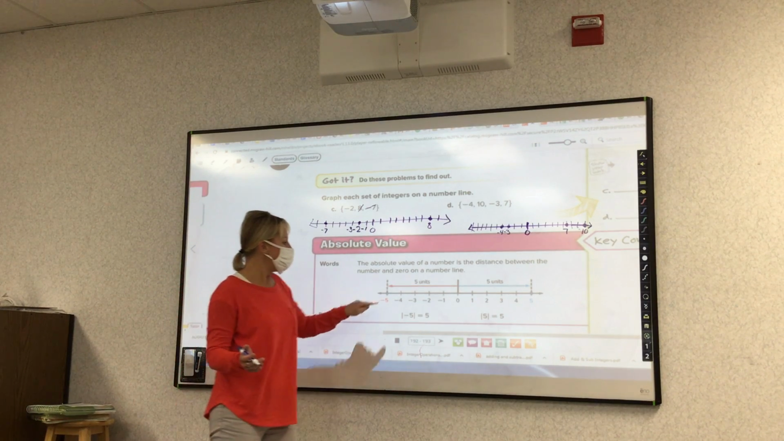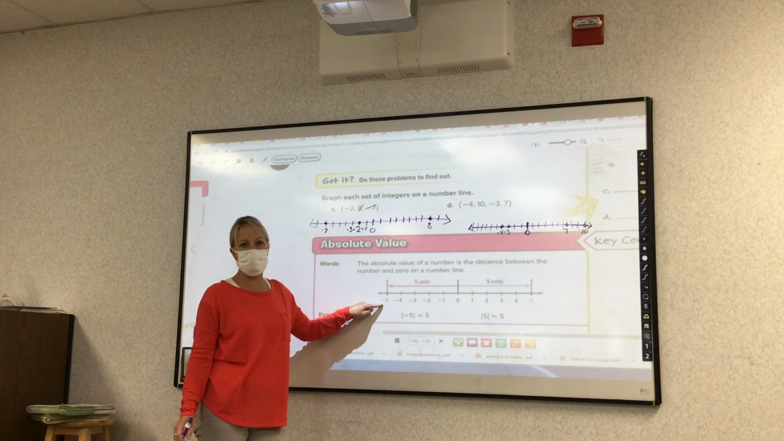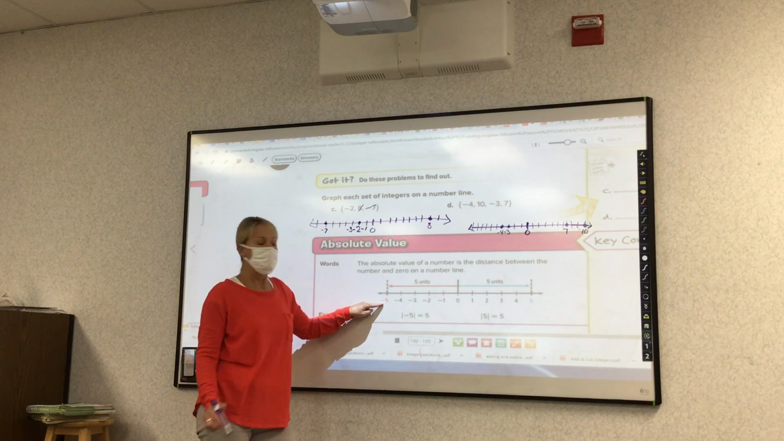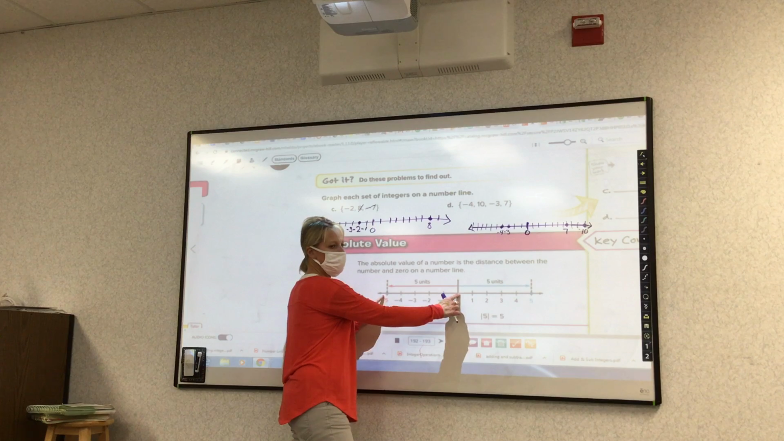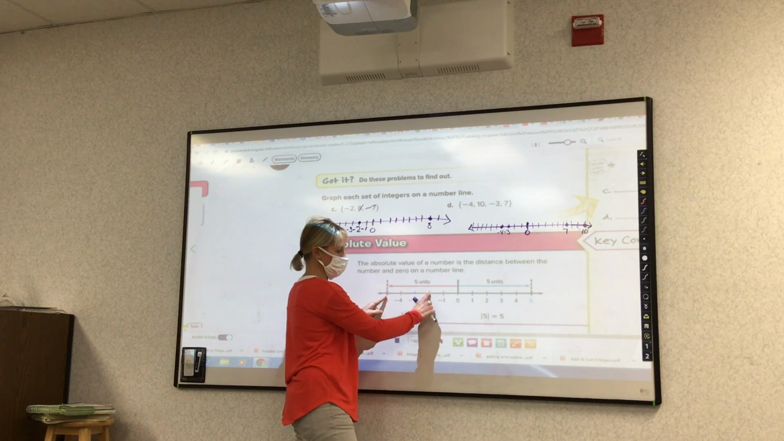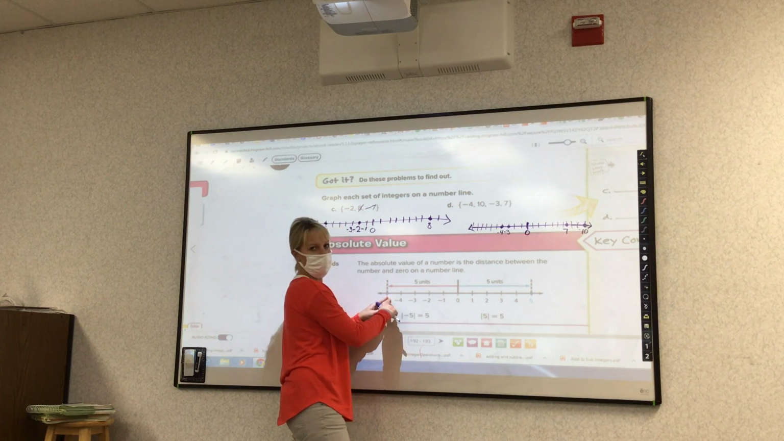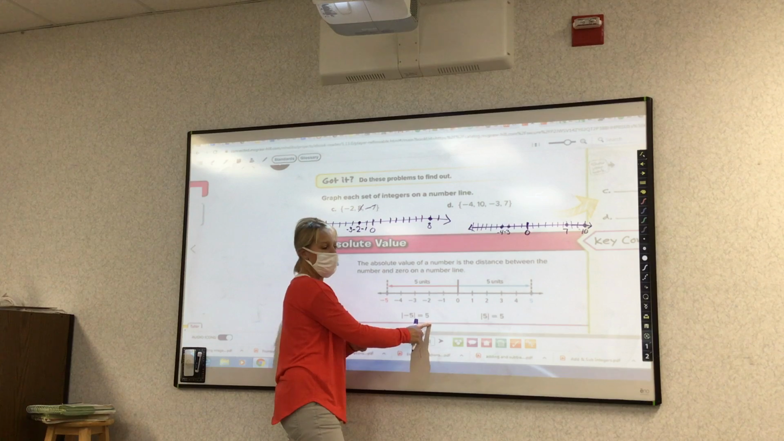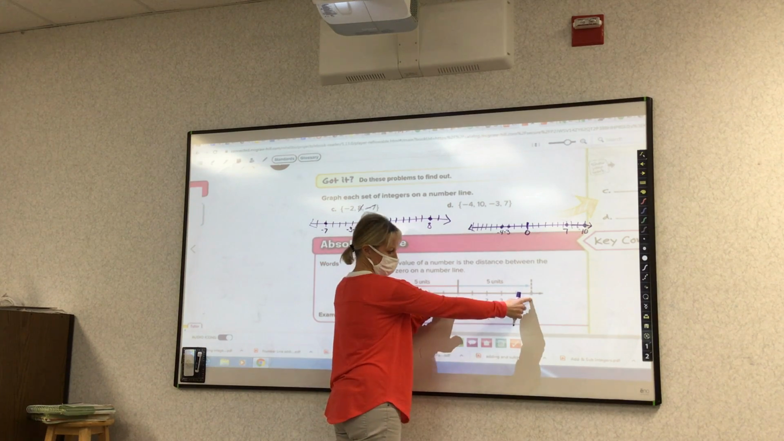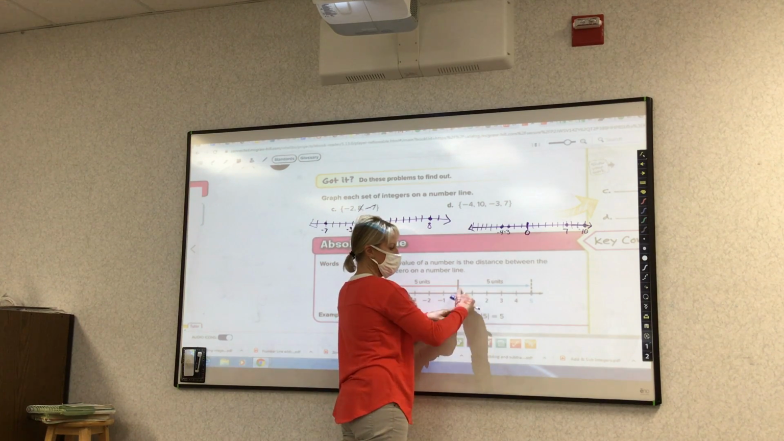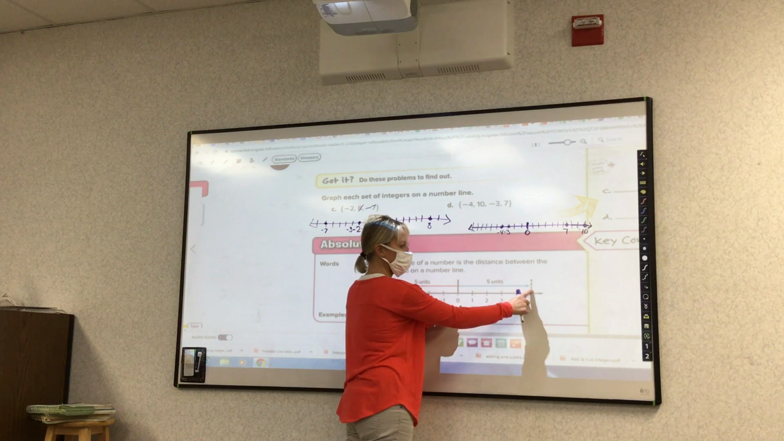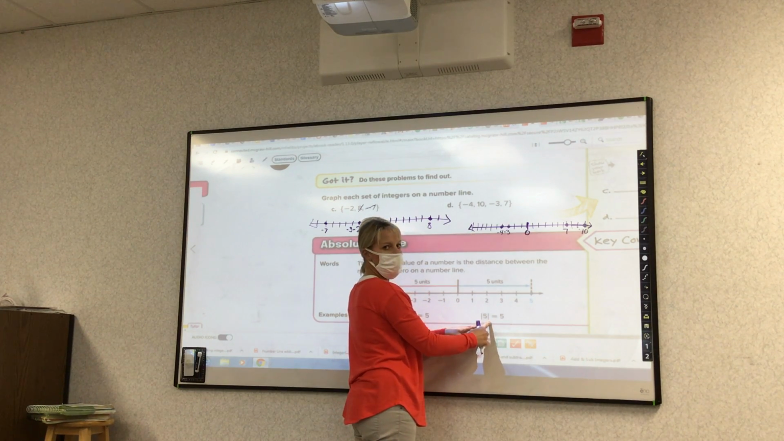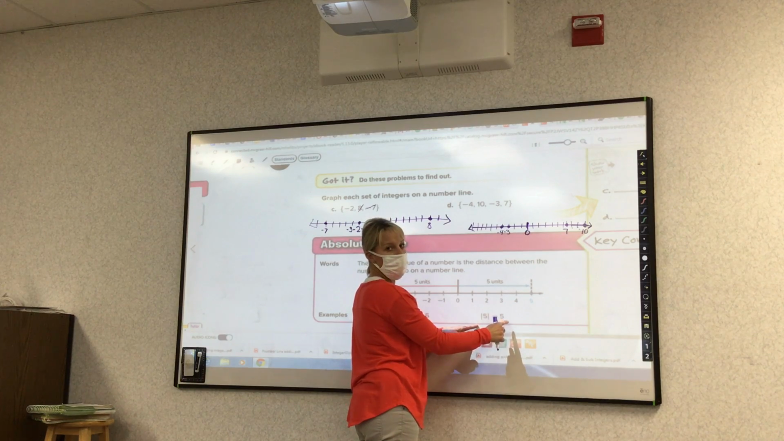Basically it's saying how far away from 0 is it, okay? So if I have the number -5, how far is -5 from 0? Well, 1, 2, 3, 4, 5. So the absolute value of a negative 5 is 5. The positive number 5 is how far away from 0? 1, 2, 3, 4, 5. So the absolute value of a positive 5 is 5.